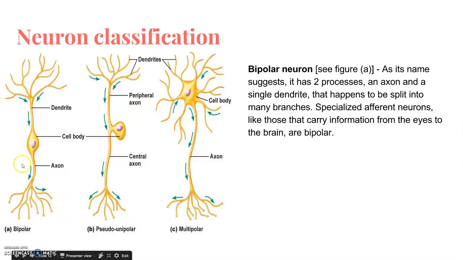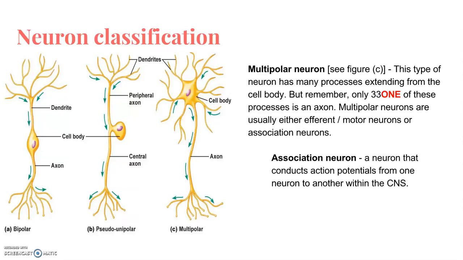Bipolar, this one here, figure A, as its name suggests, has 2 processes. An axon on one side that moves away, and a single dendrite on the other side that moves to the cell body, but that dendrite is usually branched into multiple individual branches off of the single dendrite. Specialized afferent neurons, like those that carry information from the eyes to the brain, are bipolar.